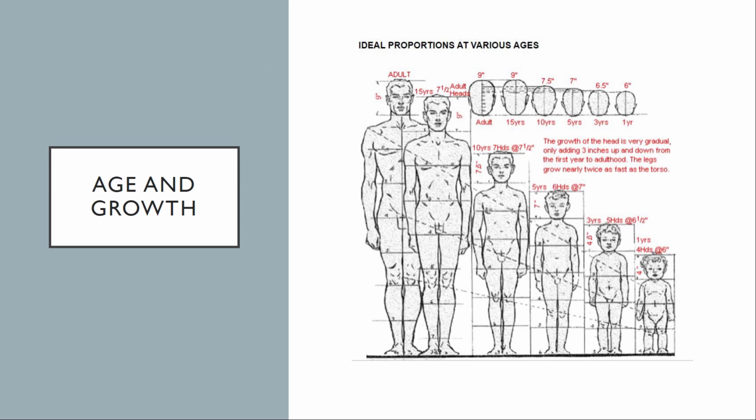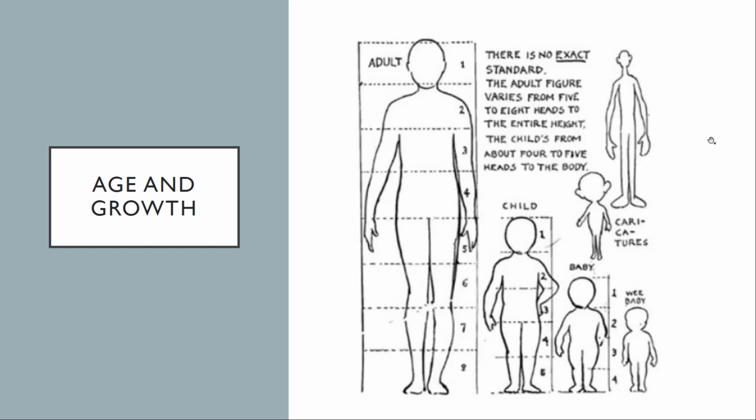By adding only 3 inches up and down from the first year to adulthood, the legs grow nearly twice as fast as the torso. There's no exact standard. The adult figure varies from 5 to 8 heads tall. The child's from 4 to 5 heads tall.